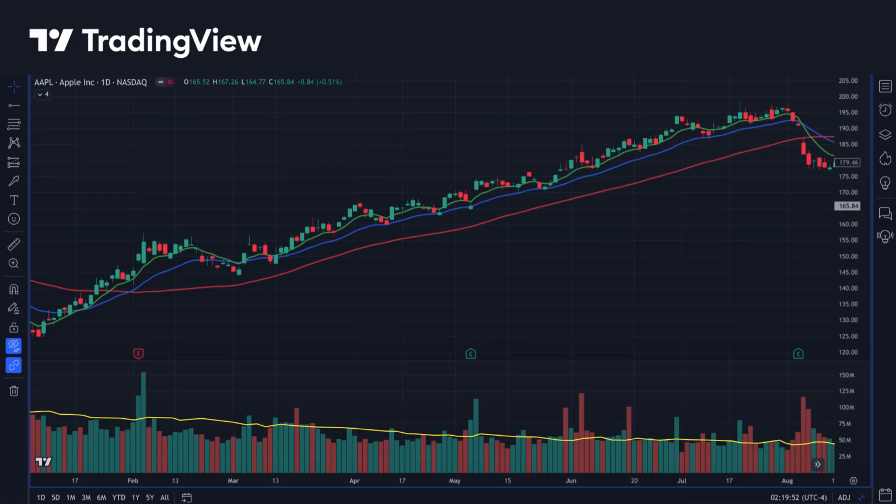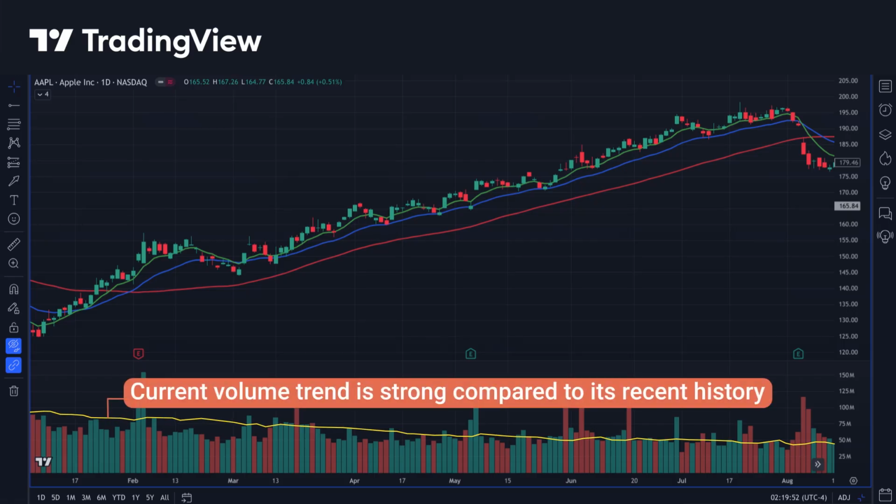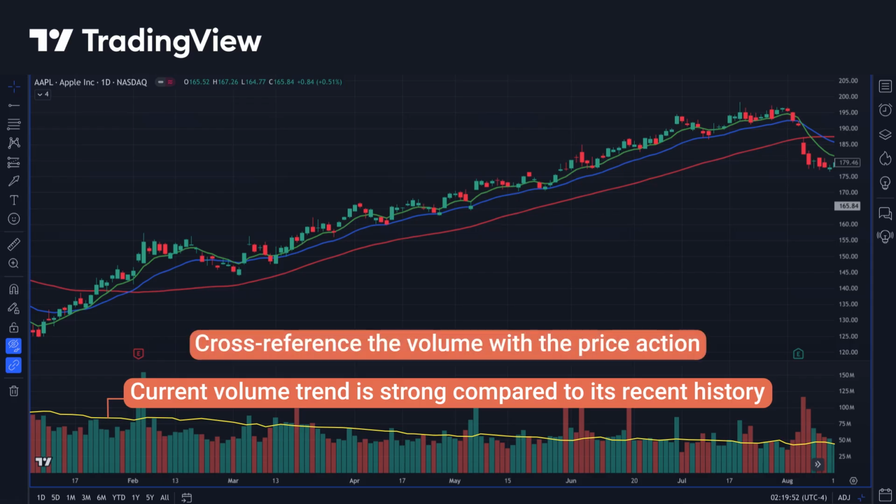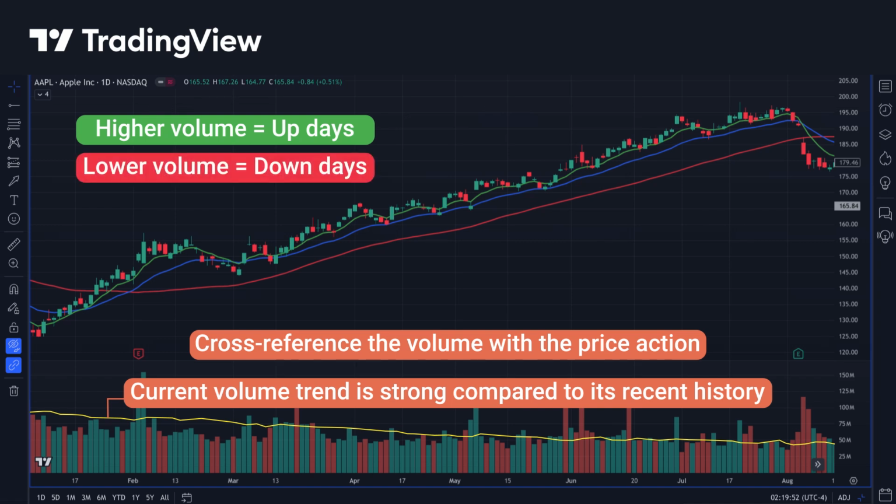When the volume bars are consistently above this line, it suggests that the current volume trend is relatively strong compared to its recent history. However, it's important to remember that we don't want to interpret volume by itself. As we learned earlier, we need to cross-reference the volume with the price action to gain a more complete understanding of market dynamics. For example, in a steady uptrend, we ideally want to see volume expanding and staying above its moving average, confirming the bullish sentiment and increasing the odds of the trend continuing. This aligns with the bullish volume pattern we discussed earlier, where higher volume accompanies the up days and lower volume comes on the down days or consolidations.